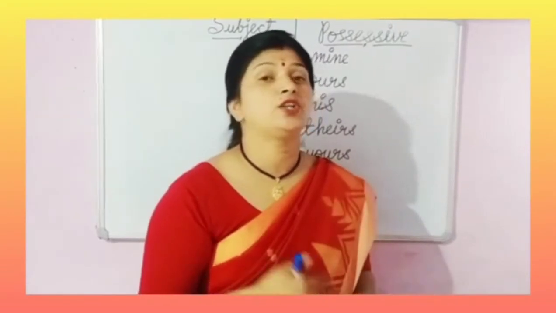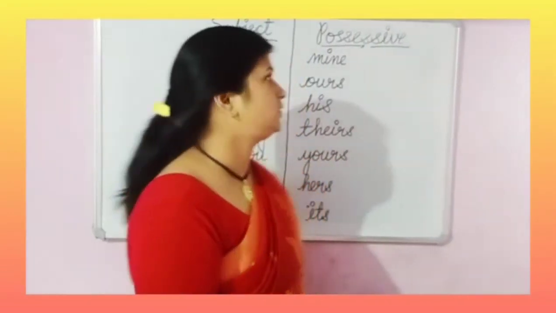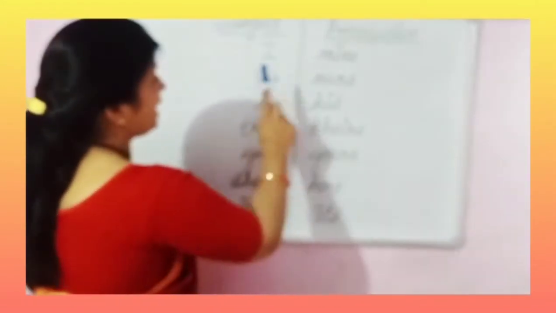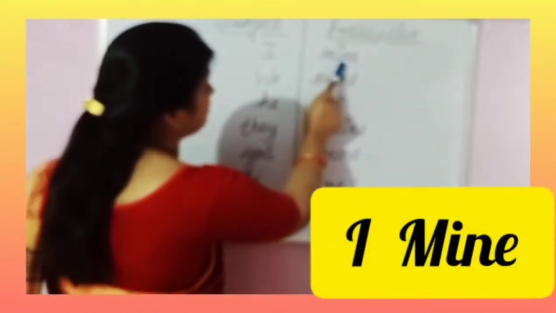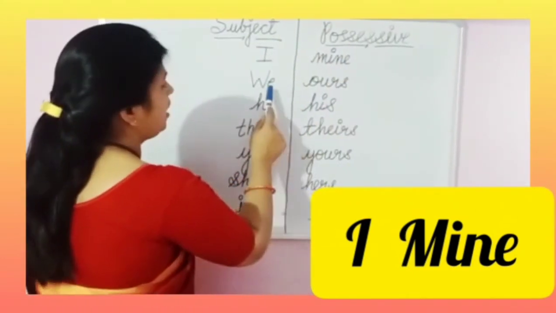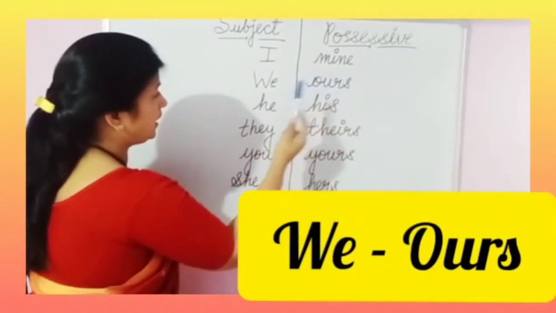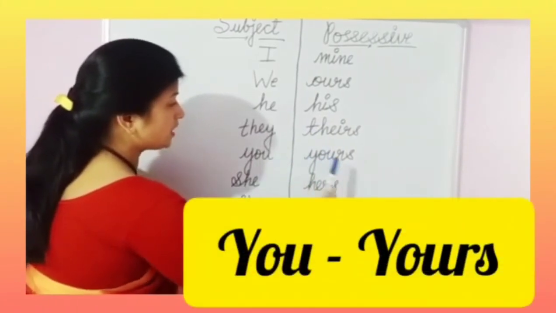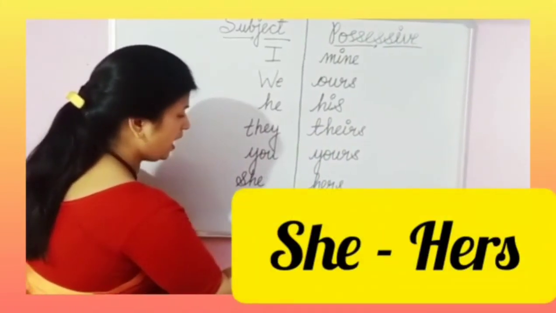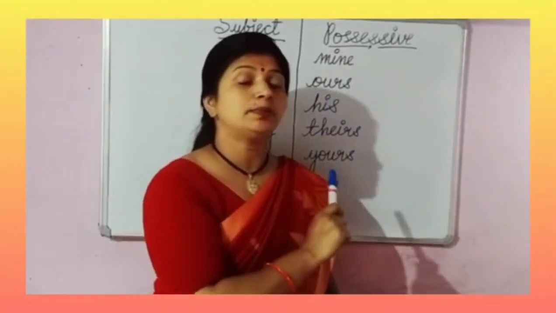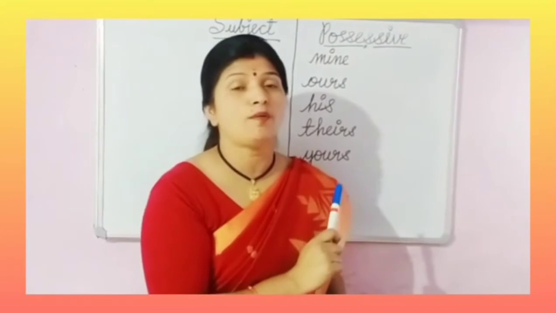And dear students, now I will tell you in which subject you have to use which possessive pronoun. Suppose, my dear students, I is given as a subject. अगर I दिया है तो I के साथ आप possessive pronoun क्या use करेंगे? Mine. This pen, this marker is mine. Okay, we use ours with we, his with he, theirs with they, yours with you, hers with she and its with it. So we will understand these possessive pronouns in a much better way.